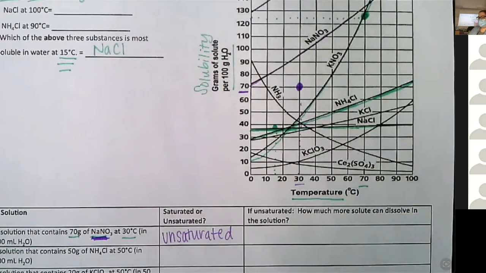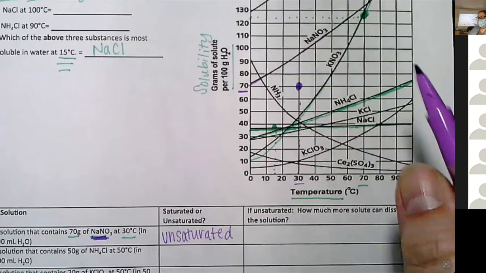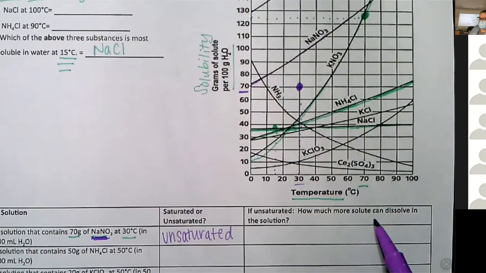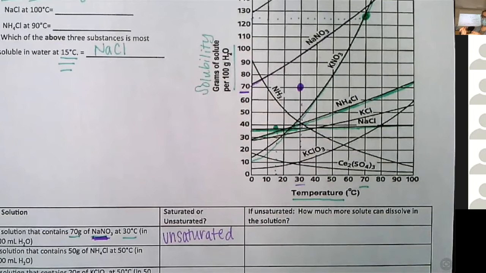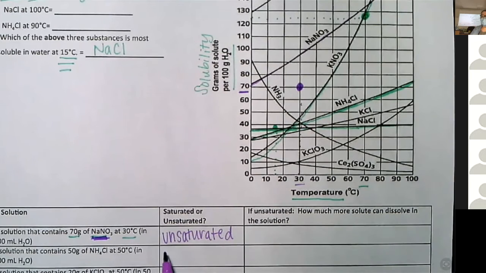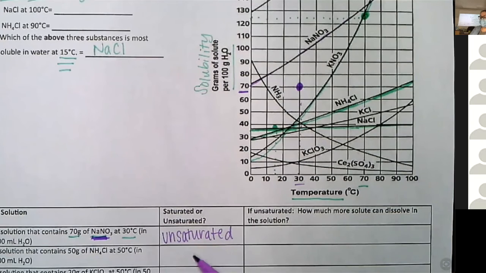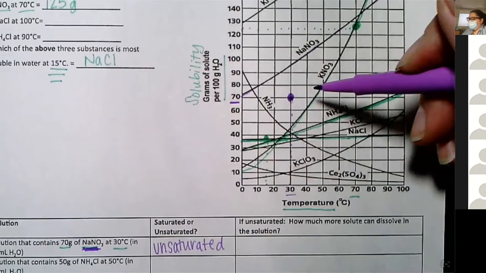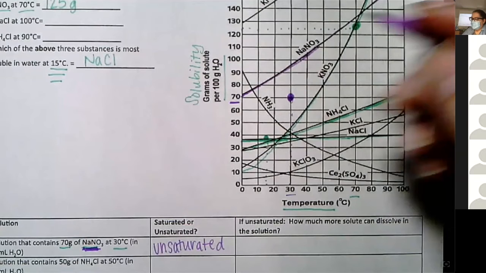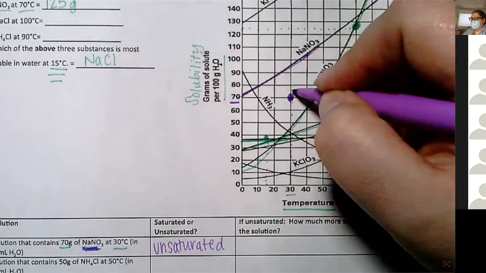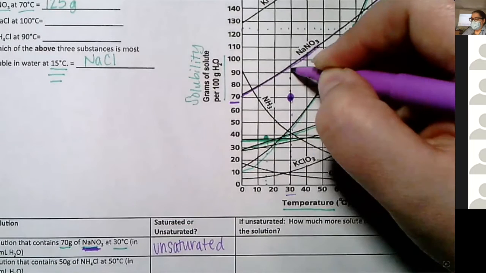Let's look at the second part right here. It says, if it's unsaturated, how much more solute can dissolve in the solution? I'm going to tell you exactly how to do this, because you might do it for another one of these. If it is not an unsaturated solution, by the way, you do not have to fill out that box. But if it is unsaturated, you do. So here's my point that we just found, and there's the line we were comparing it to. All you have to do is say, if I'm at 70 grams here, how many grams does it take for me to reach the line?